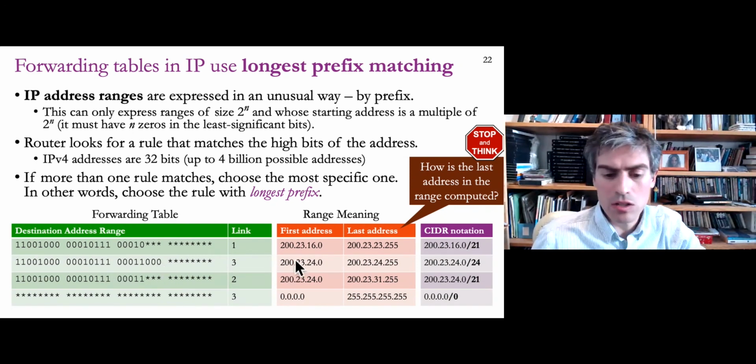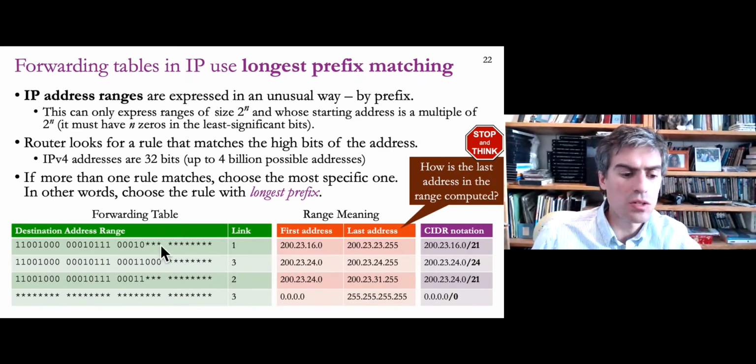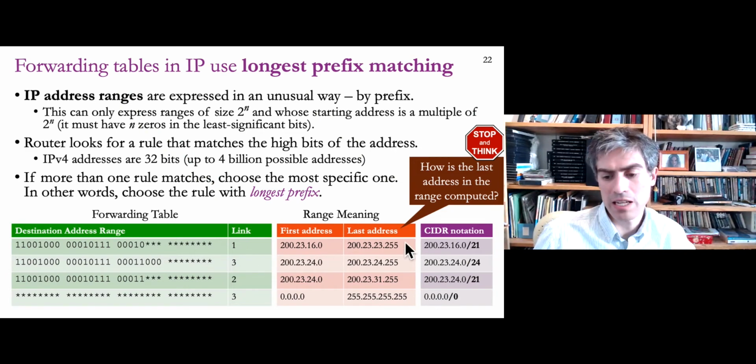Well, what you can do is if you plug in all zeros for the wildcards, you get the first address, right? So that would give us this 200.23.16.0. That one's kind of clear. For the last address, what do we do? Well, we could plug in all ones. That would be the final address in this range. And that's how we get this number. Notice the 255 is all ones. That's the number right before 2 to the 8th power, which is 256.